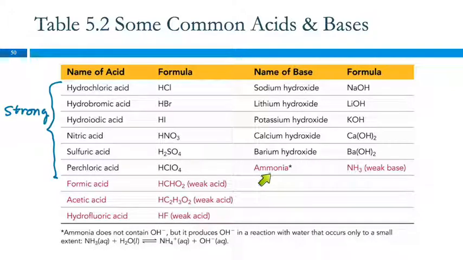Ammonia doesn't look like a base. NH3 doesn't look like a base. But down here in the fine print, this is what it does. NH3 reacts with water, and it will pull a hydrogen ion off of the water, and so it produces hydroxide ions that way. So it's a base even though it has no hydroxide in it. It's a weak base though. It doesn't do it very much, it just does it a little bit.